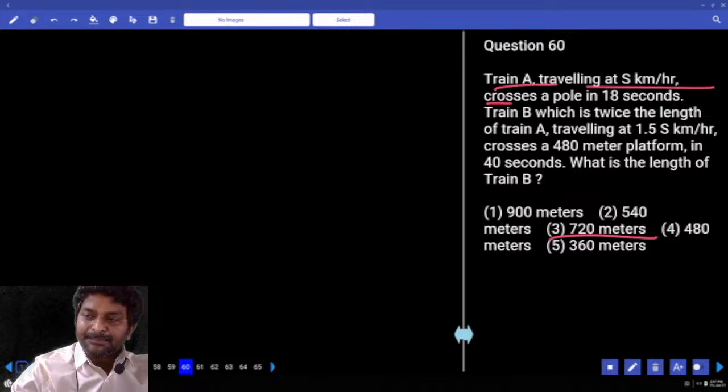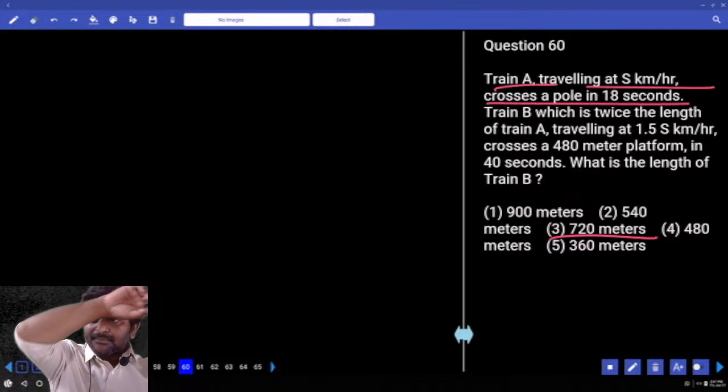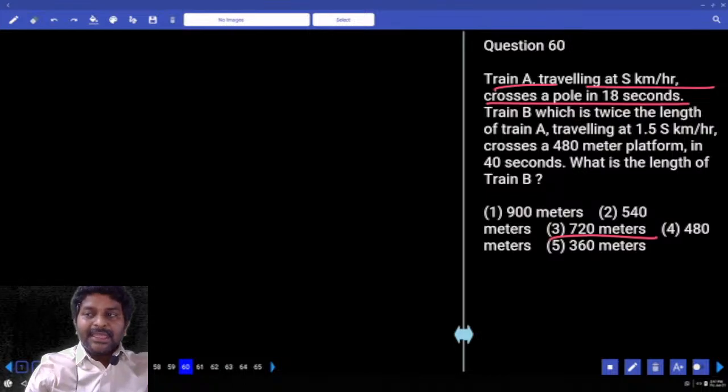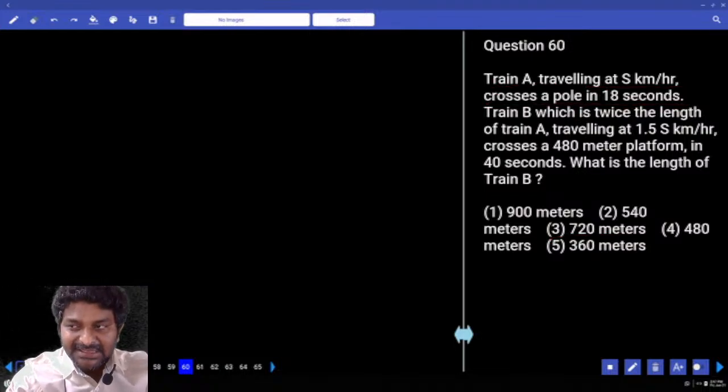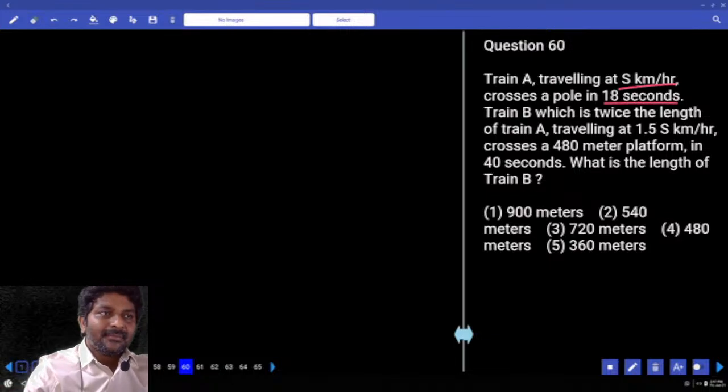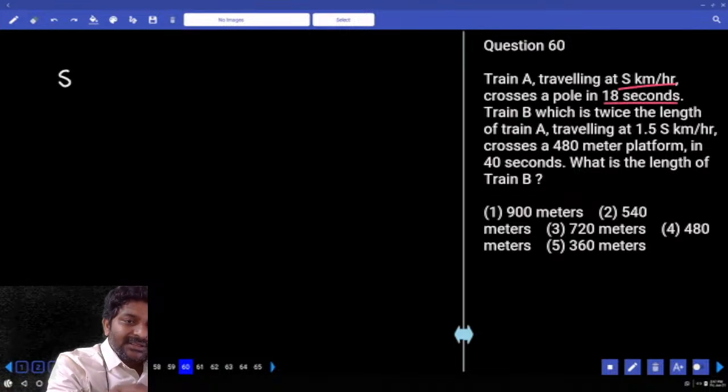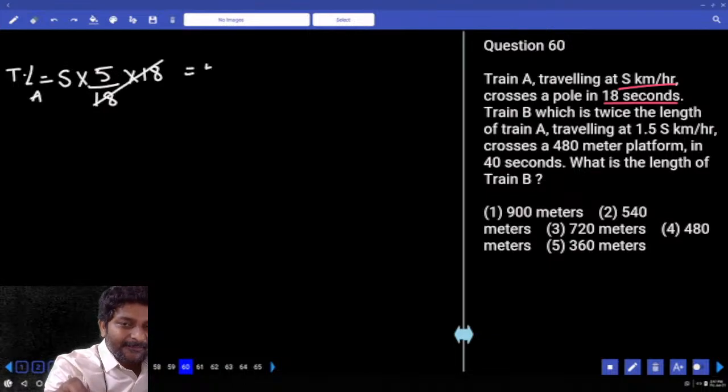Train A crosses a pole in how much time? 18 seconds. If a train crosses a pole, distance covered is train length. So length of train A is equal to distance covered in that case, which is speed into time. Km/h, convert into meter per second, 5 by 18 into time, 18. This is train length A. How much is that?